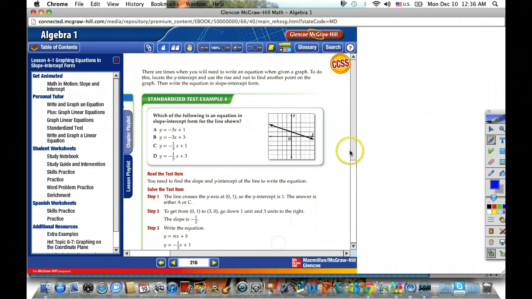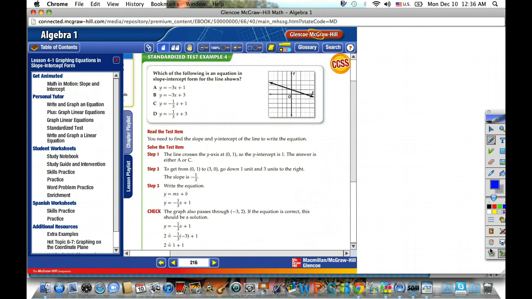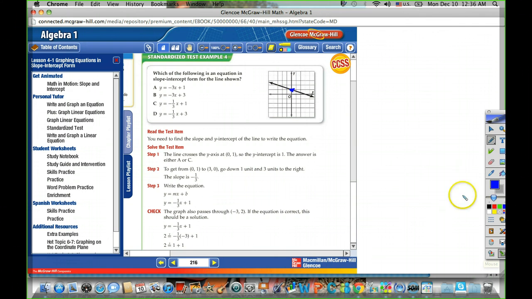Okay, let's try a standardized test example 4. Which of the following is an equation in slope-intercept form for the lines shown below? So this time they gave you the graph and they want you to write the equation. So again, this point right here where it meets the y is called the y-intercept. So we have y equals, again, mx plus b. And they're telling you that this b, the y-intercept, is at positive 1. So I'm going to just go ahead and write plus 1.